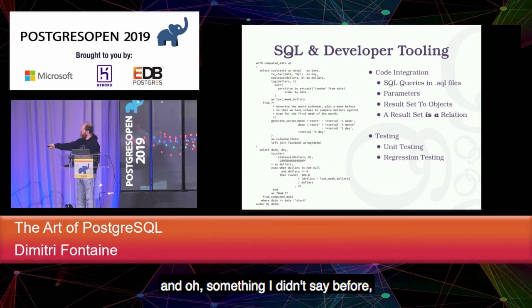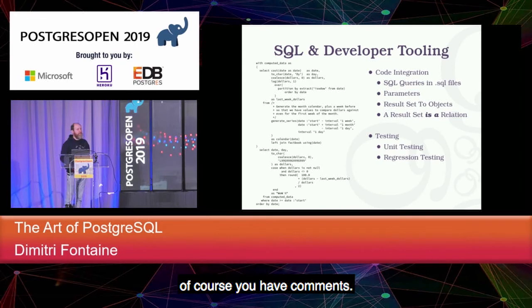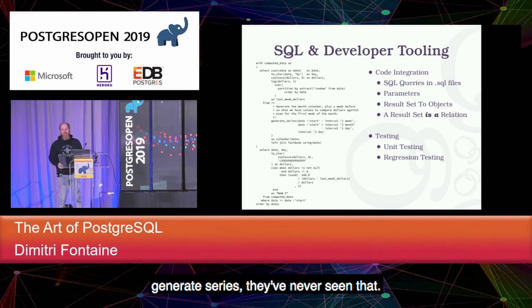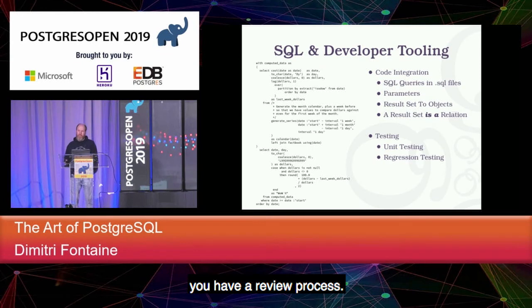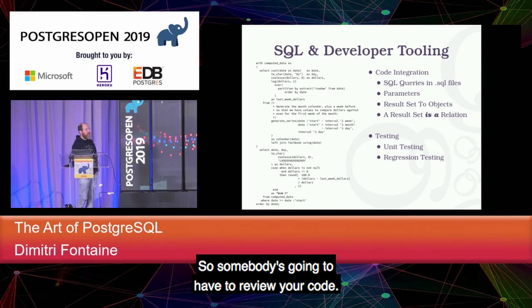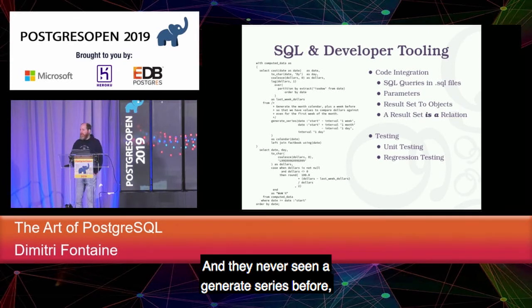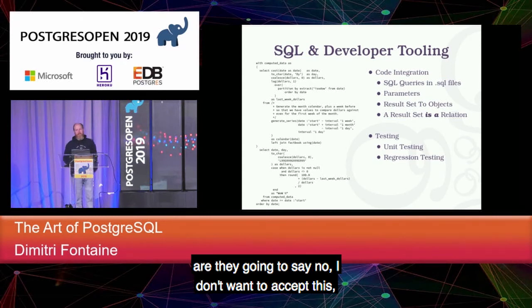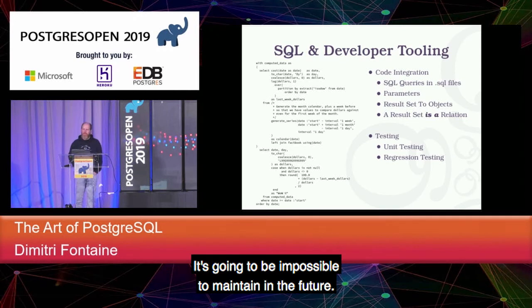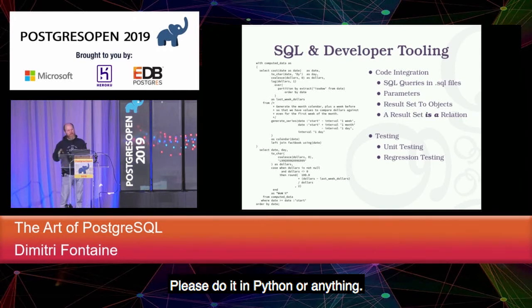And something I didn't say before: because SQL is code, of course you have comments. Maybe your colleagues don't know generate_series. They've never seen that. So if you use that, and of course you have a review process, you don't push code directly to production, right? Someone is going to have to review your code, and they've never seen a generate_series before, and they're going to say, no, I don't want to accept this. It's foreign to me. I don't understand it. It's going to be impossible to maintain in the future.